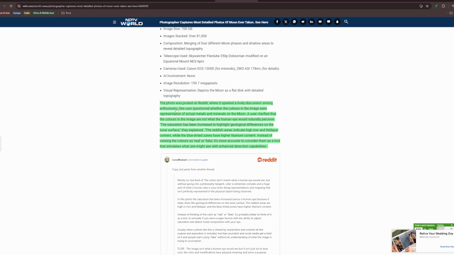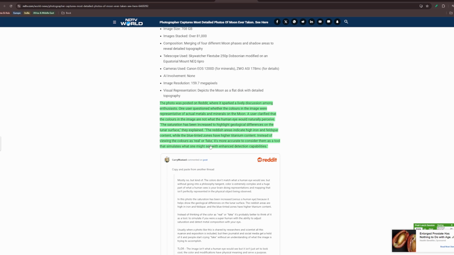But the moon was posted on Reddit, where it sparked a lively discussion among enthusiasts. One user questioned whether the colors on the image were representative of actual metals and minerals on the moon. A user clarified that the colors in the image are not what the human eye would naturally perceive. The saturation has been increased to highlight geological differences on the lunar surface. The reddish areas indicate high iron and feldspar content, while the blue tinted zones have higher titanium content.